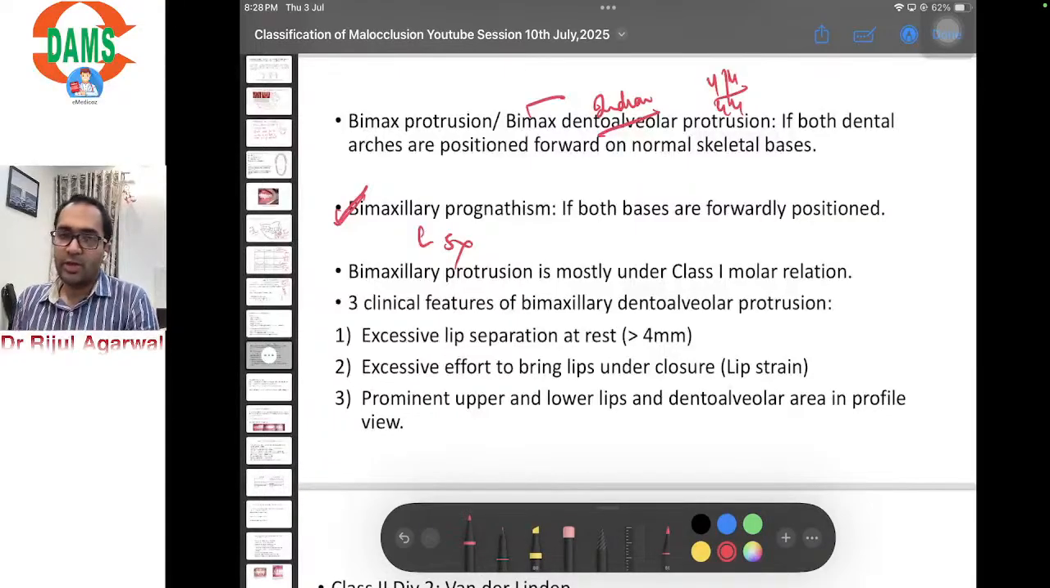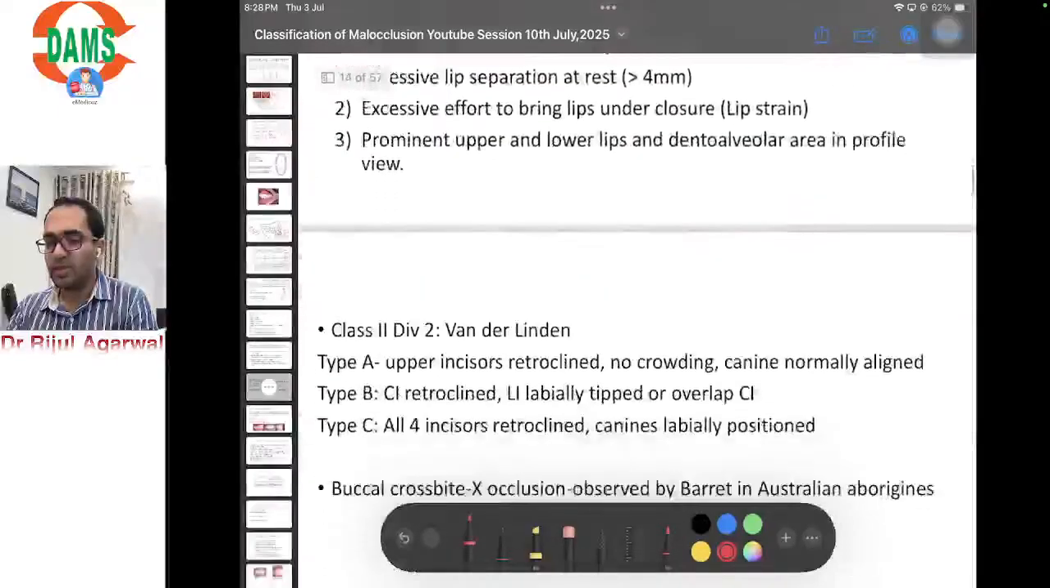Okay, so what are the clinical features of this dentoalveolar protrusion? There will be excess lip separation at rest, that is more than 4 mm. The patients will make excessive effort to bring the lips into closure, leading to lip strain, and the upper and lower lips and the dentoalveolar area in profile view would be prominent. A highly convex profile will be present because of the proclined incisors.